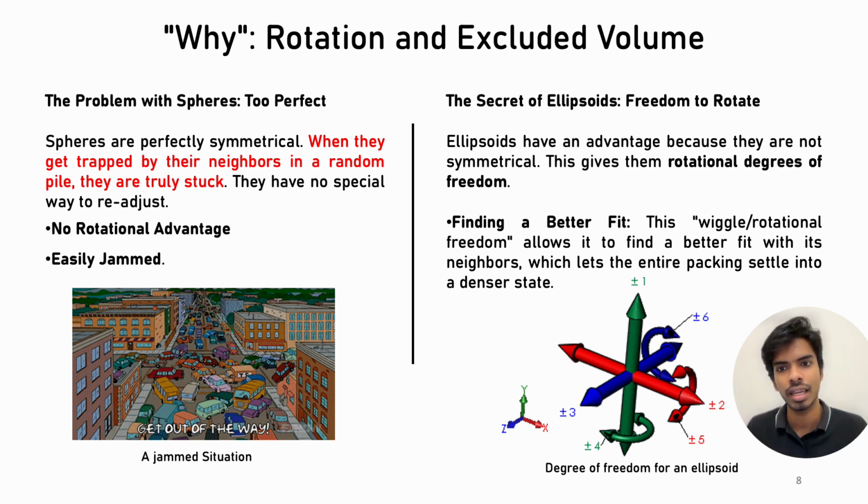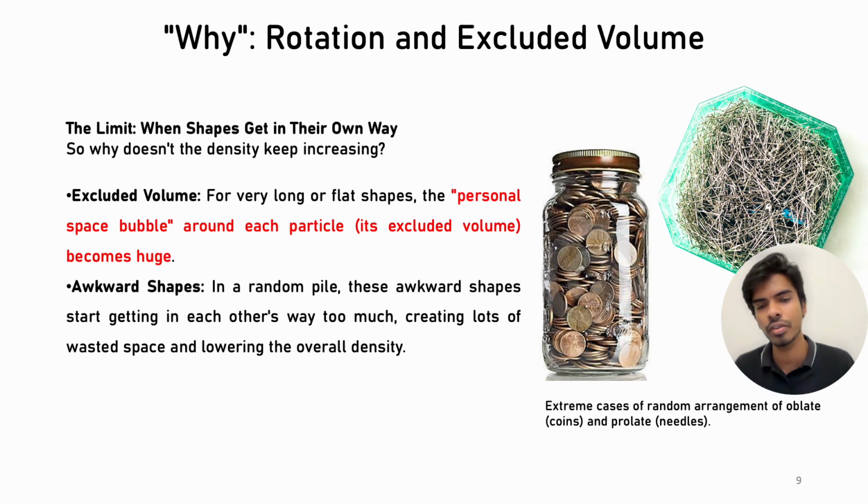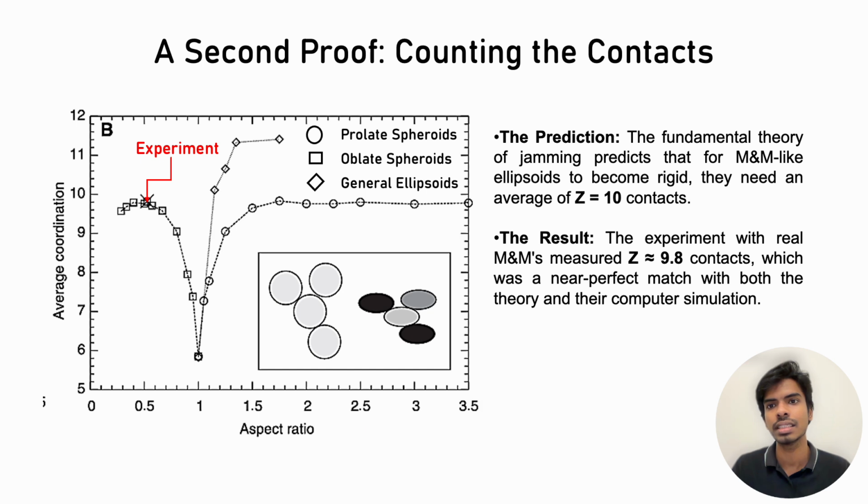Okay, so I have here a better analogy of that. If you try to pack a coin and some needle kind of thing, and you shake it up and it settles, and you calculate the volume fraction, you get to know that the volume fraction will be far less for these exotic shapes. That's the same thing that happened. So the authors were trying to explain it using rotation and excluded volume.